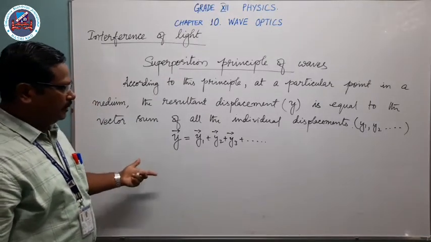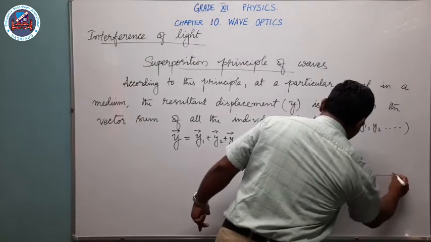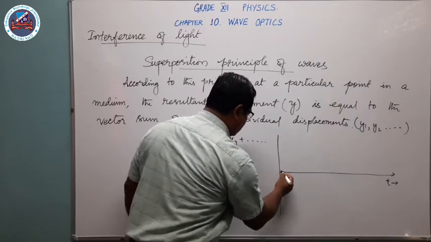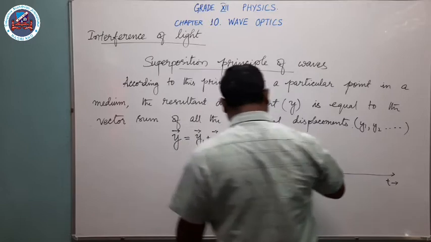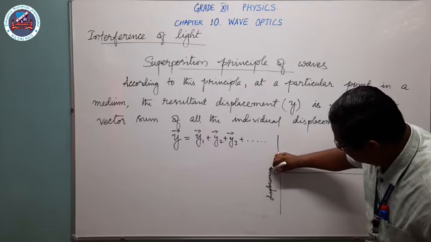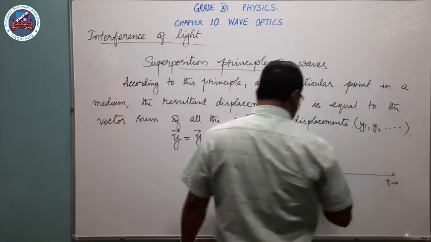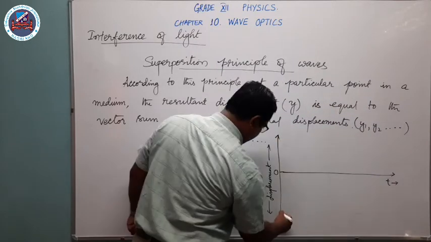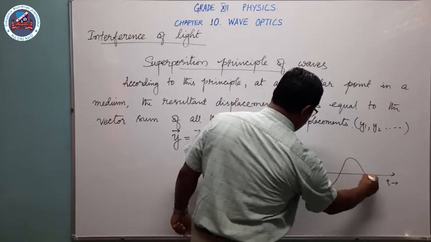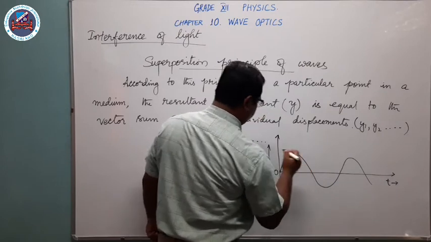Now this principle I will show you diagrammatically. Suppose this is your time axis and this is your displacement. Y axis is your displacement, and x-axis is your time axis. Suppose this is one wave. Its maximum amplitude is here, suppose say y1.